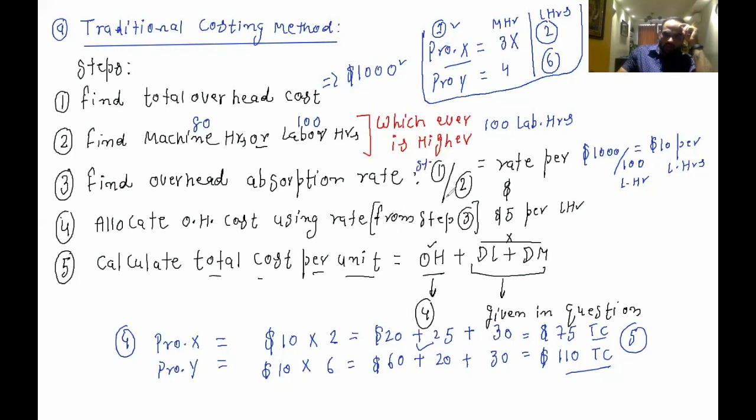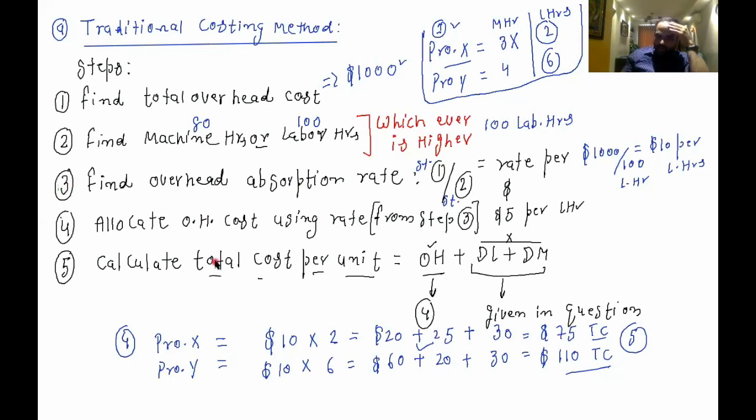Step one and step two. Step one is your total, and step two is your labor hours, because labor hours are more than machine hours. Labor hours are 100 and machine hours are 80, right? That's your step three. Right?